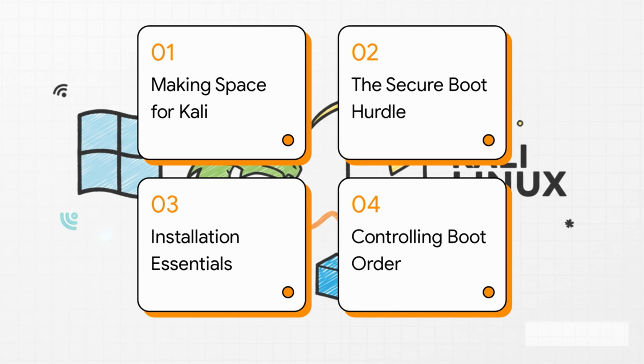We're going to skip the basics of downloading the files and jump right into the four parts that can really trip people up. First, carving out space on your drive. Second, getting past a really common security error. Then, the key moments during the actual installation. And finally, how to take complete control of your system when you're done.